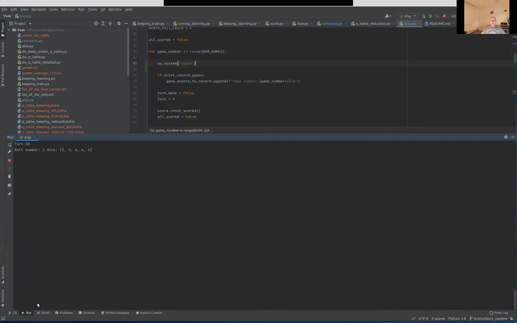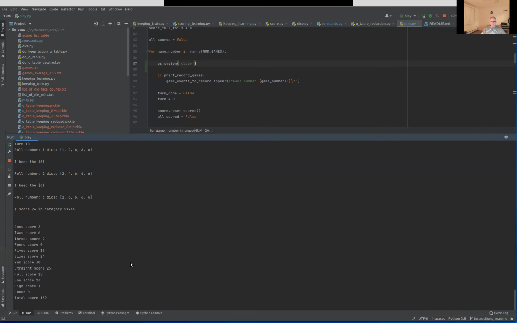Okay, so the dice are with us this turn. We've got 3 6s. So fortunately, the agent is deciding to keep the 6s. Now we have 3 again, keeping those 3 6s. And now we're ending the turn with 4 6s, and he's scoring a big 24 in the 6s.